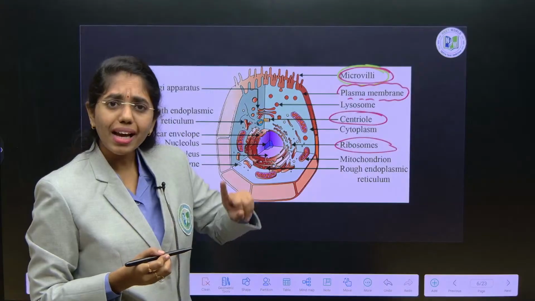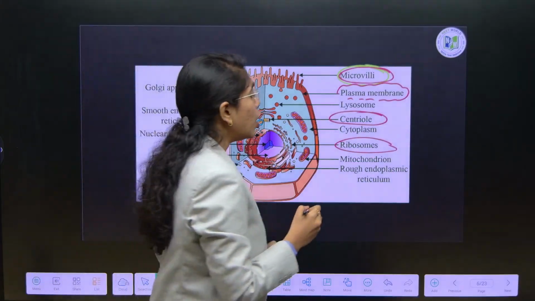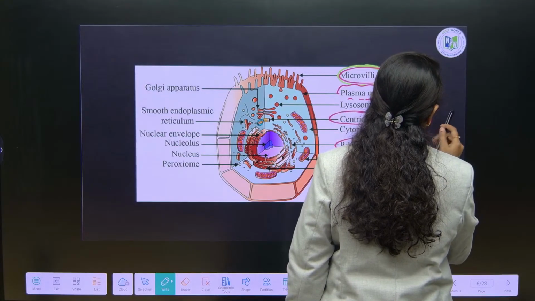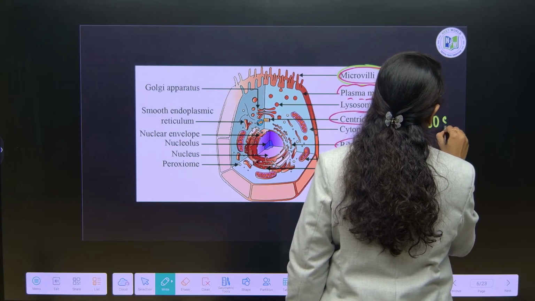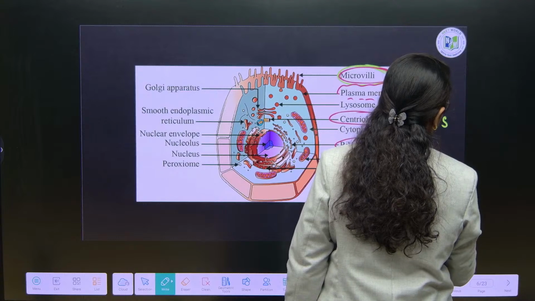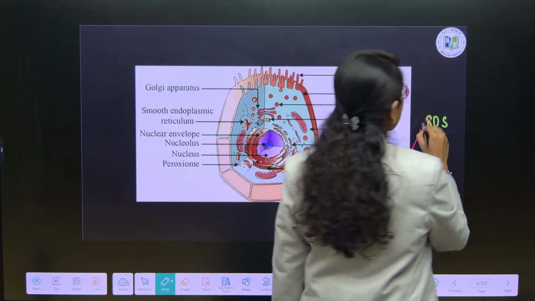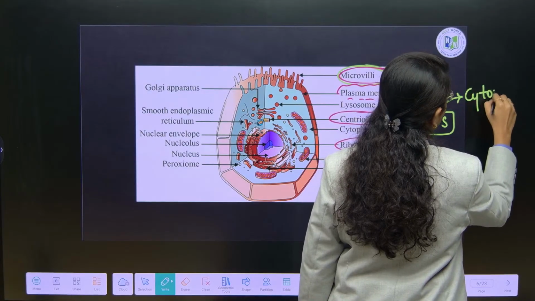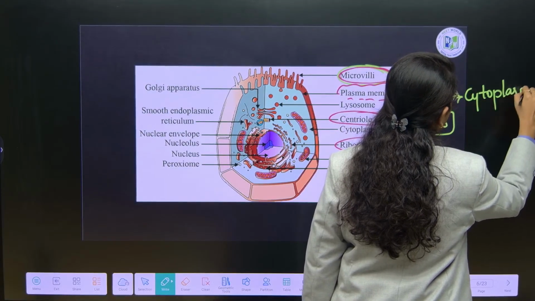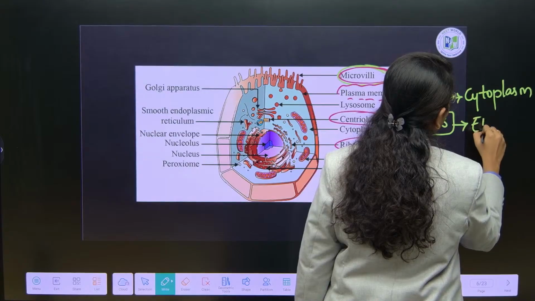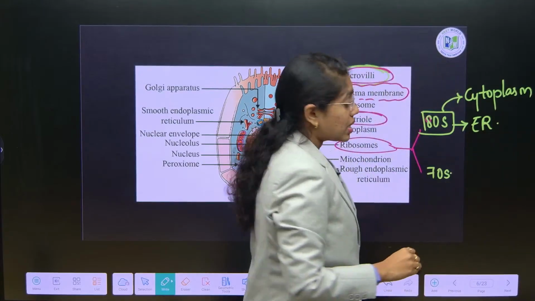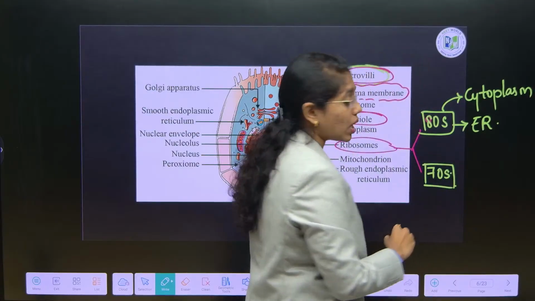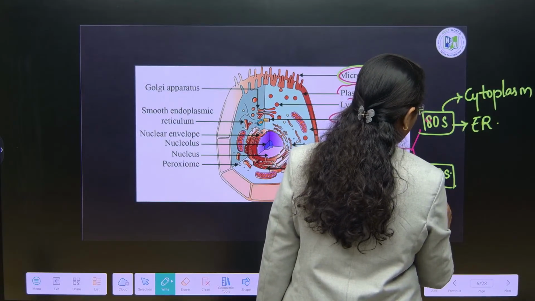Ribosomes, same as what you have seen in a plant cell, you will have two types of ribosomes. One is the 80S type of ribosome and the second is the 70S type of ribosome. 80S type of ribosomes is observed in the cytoplasm and adjoining the endoplasmic reticulum. 70S type of ribosomes are present in mitochondria.